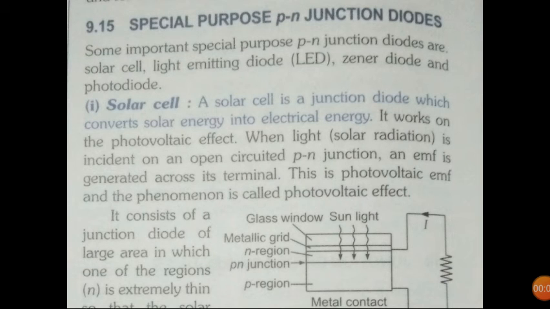So in the previous lecture we discussed the characteristics of the PN junction diode, and we also studied the use of a diode as a rectifier, half wave rectifier and full wave rectifier. Now today we will discuss special purpose PN junction diodes. Some important special purpose PN junction diodes are the solar cell, the light emitting diode, which we know as LED, the Zener diode and the photodiode.